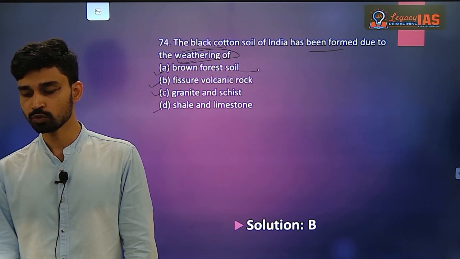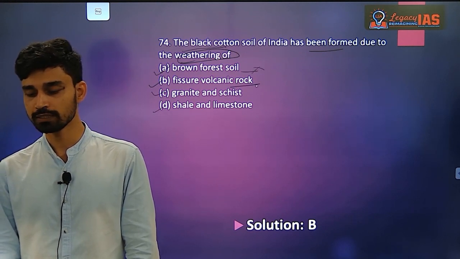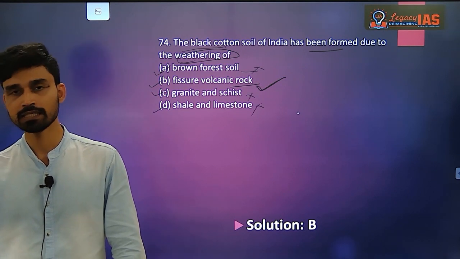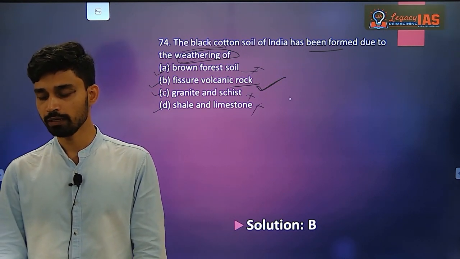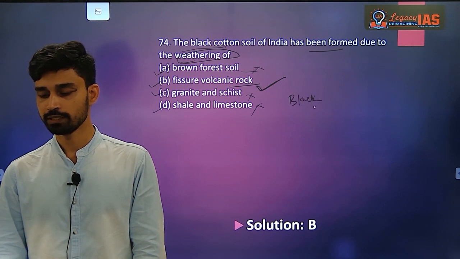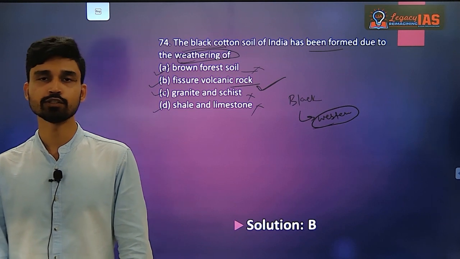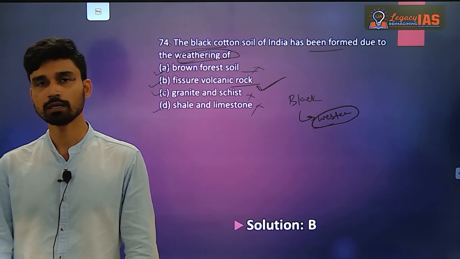So, brown forest soil, this is incorrect. Fissure volcanic rock, this is the correct answer. Granite schist incorrect, saline limestone incorrect. The reason is because the black soil, also called as cotton soil, is found in the western part of India, and that is concentrated in the states of Maharashtra, Gujarat, parts of Karnataka, parts of Madhya Pradesh.